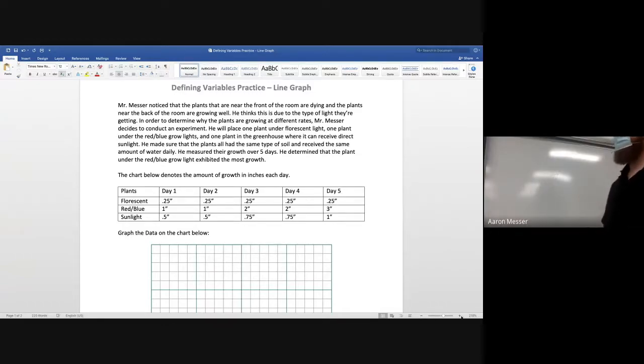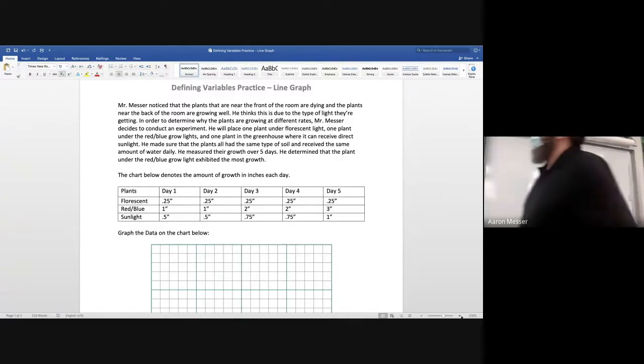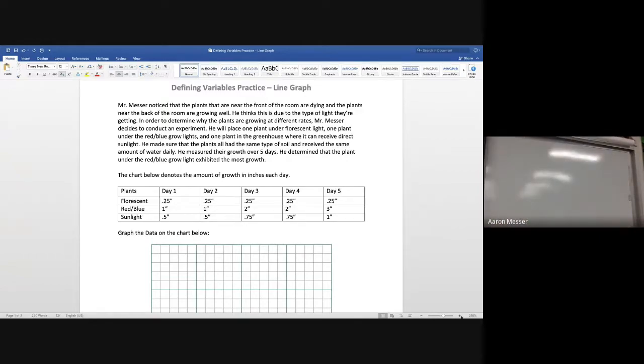He made sure that the plants all had the same type of soil and received the same amount of water daily. He measured their growth over 5 days. He determined that the plant under the red-blue grow light exhibited the most growth. Here is the data. Over the 5 days, the plant under the fluorescent light grew about 1/4 of an inch a day, pretty consistent.